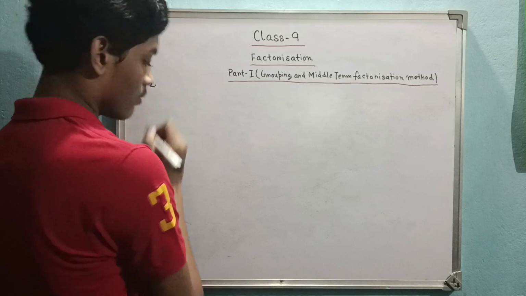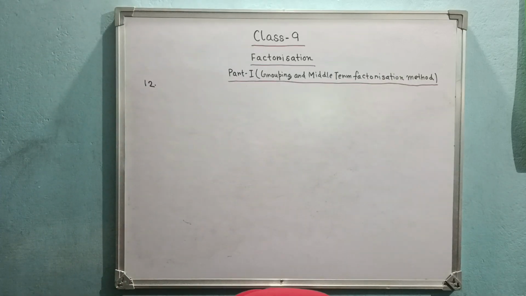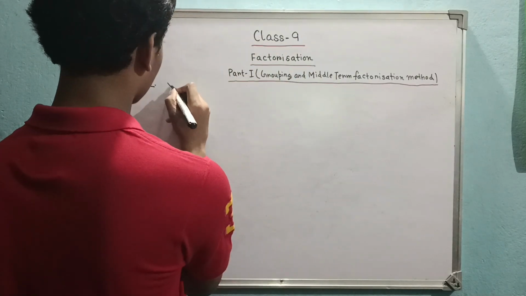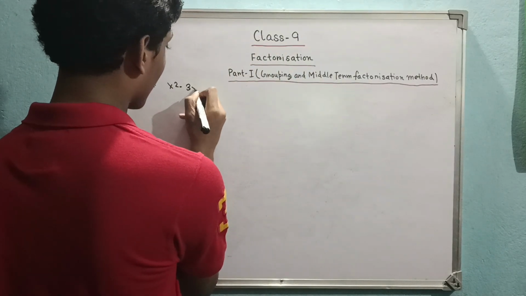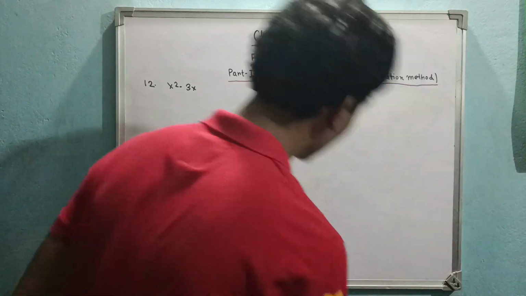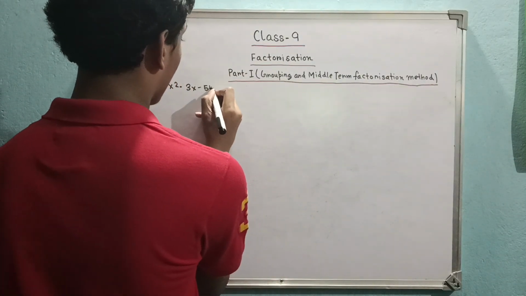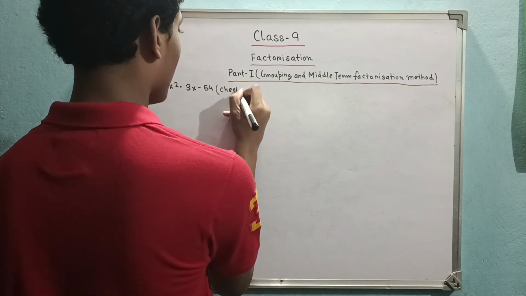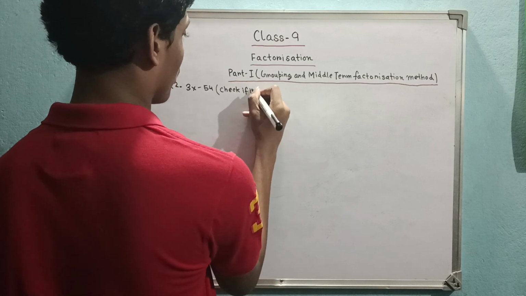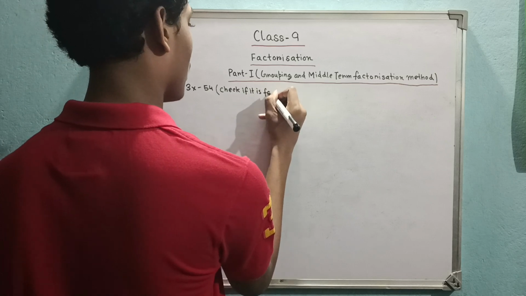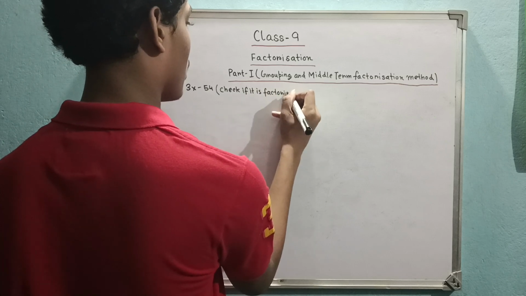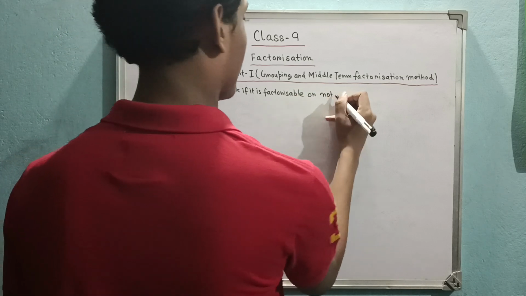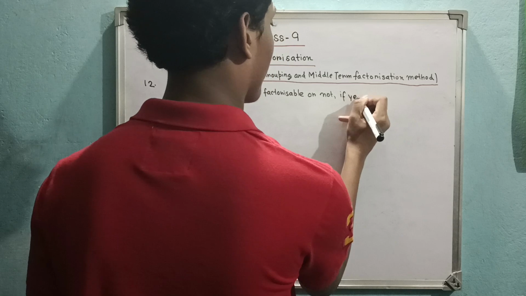Question 12. Now in the question it is given, x square minus 3x minus 54. And in the brackets it is given, check if it is factorizable or not. If yes, then factorize.